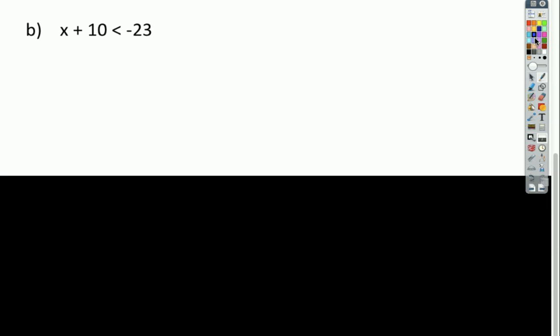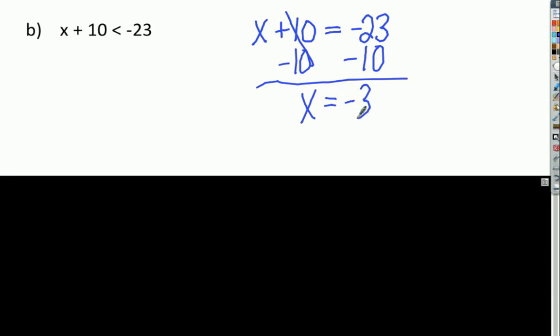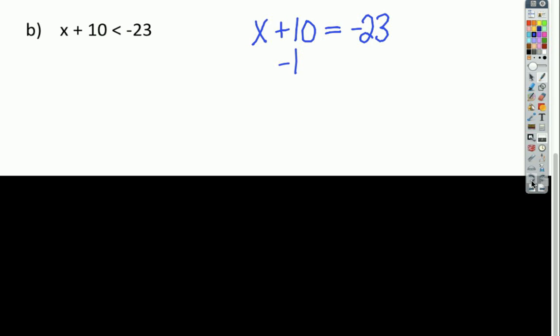X plus 10 is less than -23. You should be thinking x plus 10 is equal to -23, and how you would solve that. How do we solve this one, the equation? Alex? Said it perfectly. Subtract 10 from both sides. Draw our line, cancel, and we get x equals -33. And we're done. But this is not an equation. So I'm using the equation just to get my mind working in the right way. And so now I'm going back to the inequality.